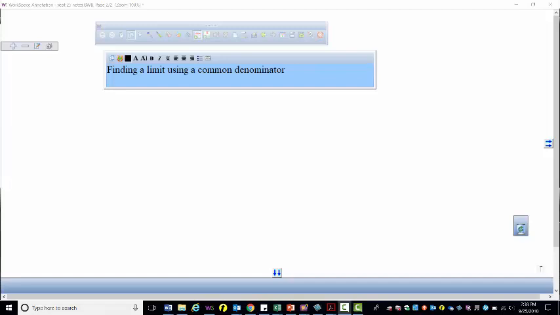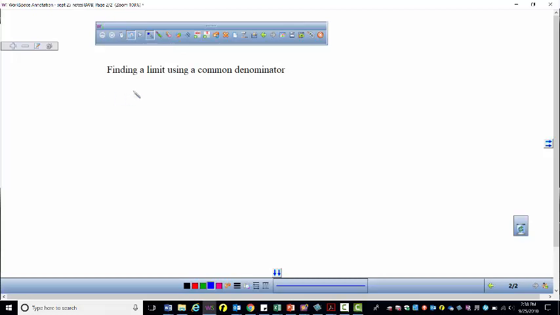Okay, so this last piece that we're going to look at is how we find a limit when we have to use a common denominator. So it's another algebraic method, and you use it when you have complex fractions.